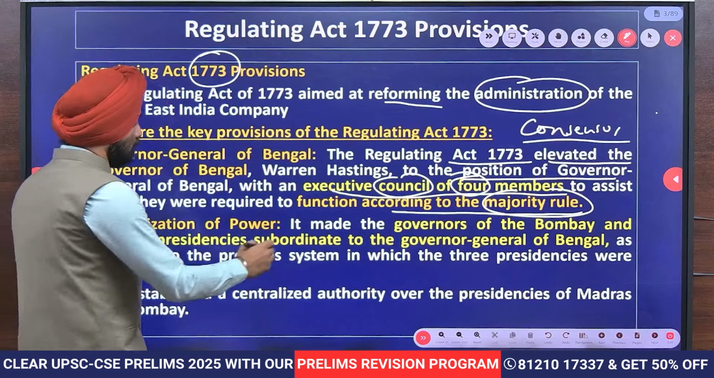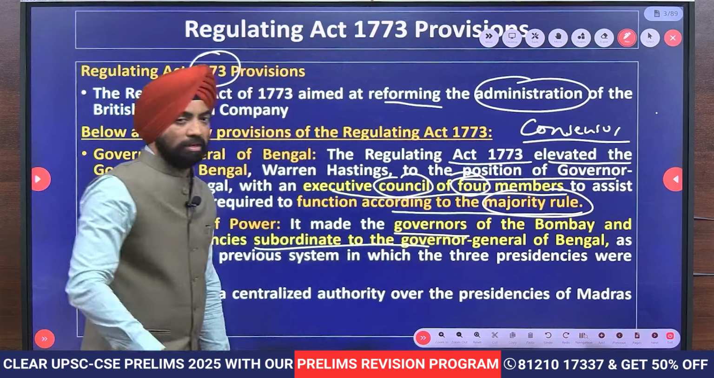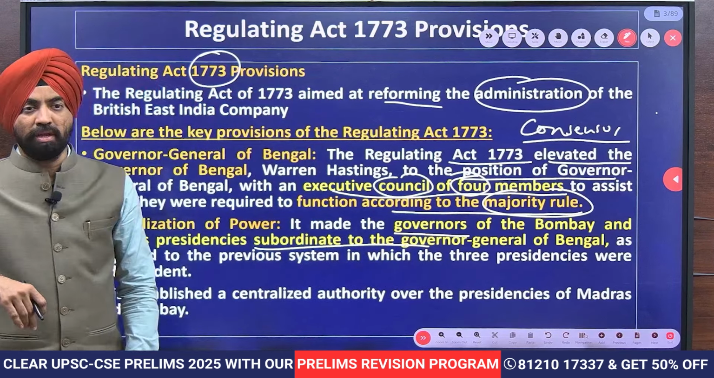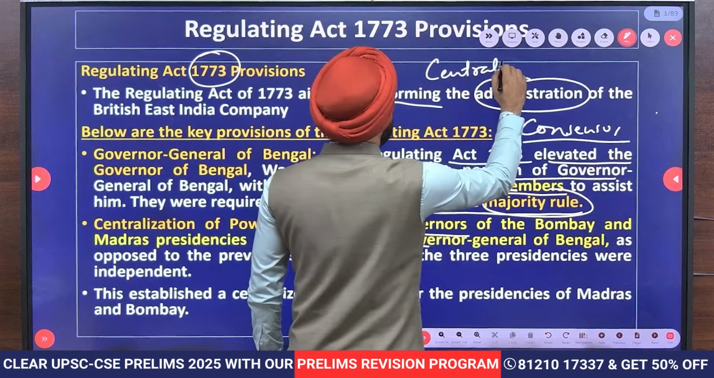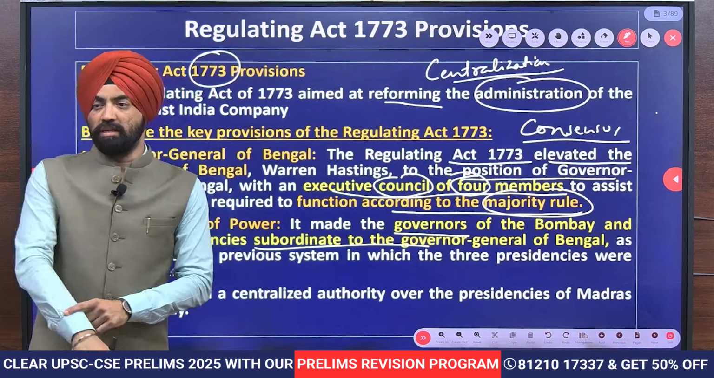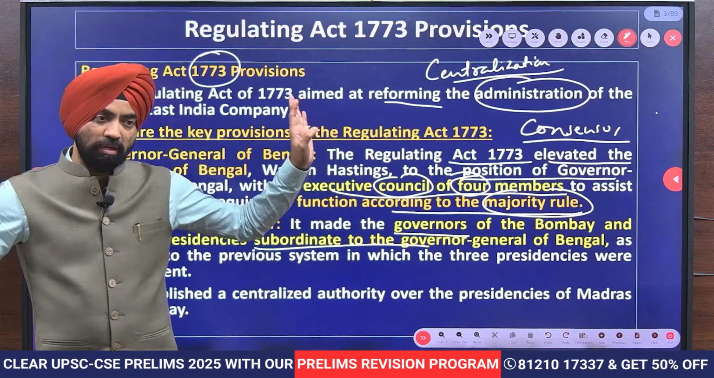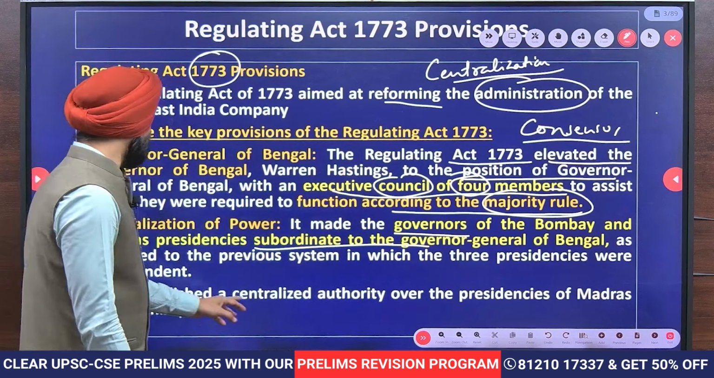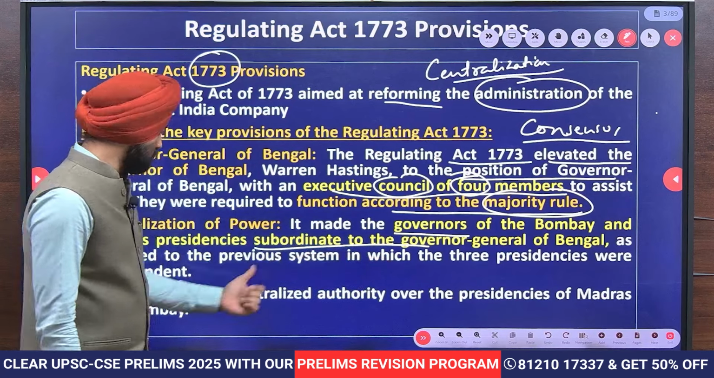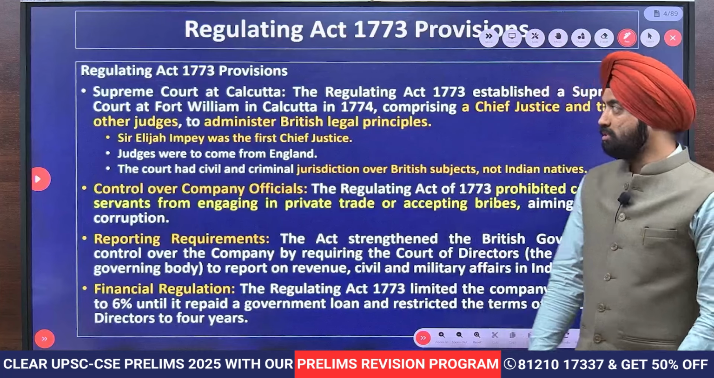And second, it made the governors of Bombay and Madras subordinate to the Governor General. What does it mean? Did it result in centralization or decentralization? It is basically leading to centralization. So he will give a statement: the Regulating Act of 1773 further centralized the administrative structure in India. So that would be a right statement. This established a central authority over the presidencies of Madras and Bombay, which further exemplifies that it led to centralization.